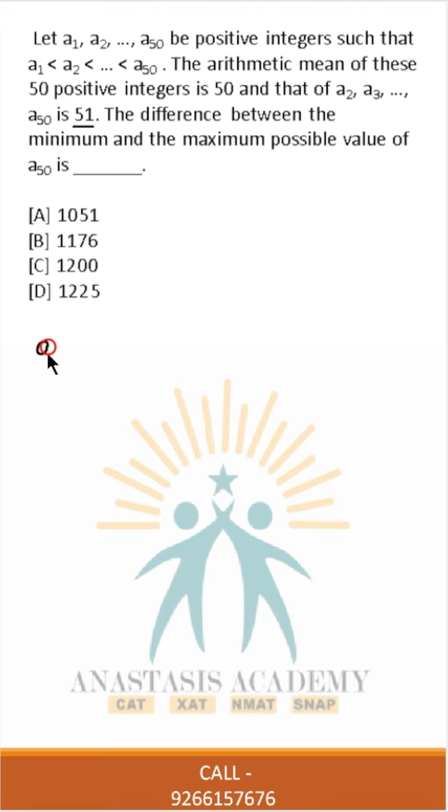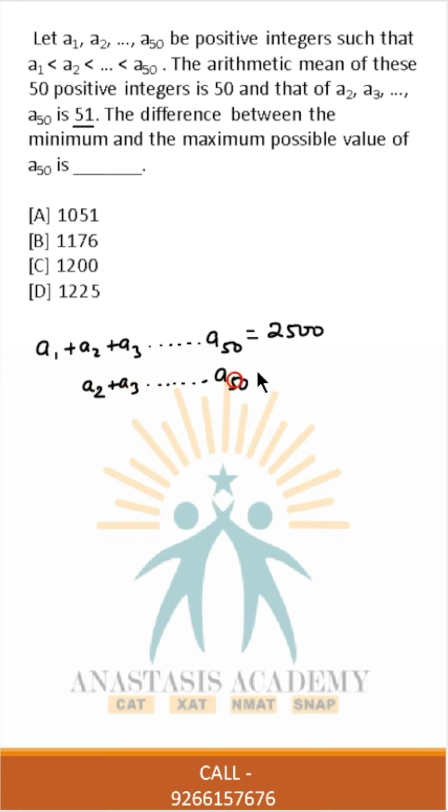Okay, so let's write it down. A1 plus A2 plus A3 all the way up until A50 is equal to 50 into 50, or 2500, versus A2 plus A3 all the way up until A50. For these 49 integers, the average is 51. This would mean the summation of these numbers would be 51 into 49, which is 2499. If I subtract the second equation from the first, I will get A1 is equal to 1.